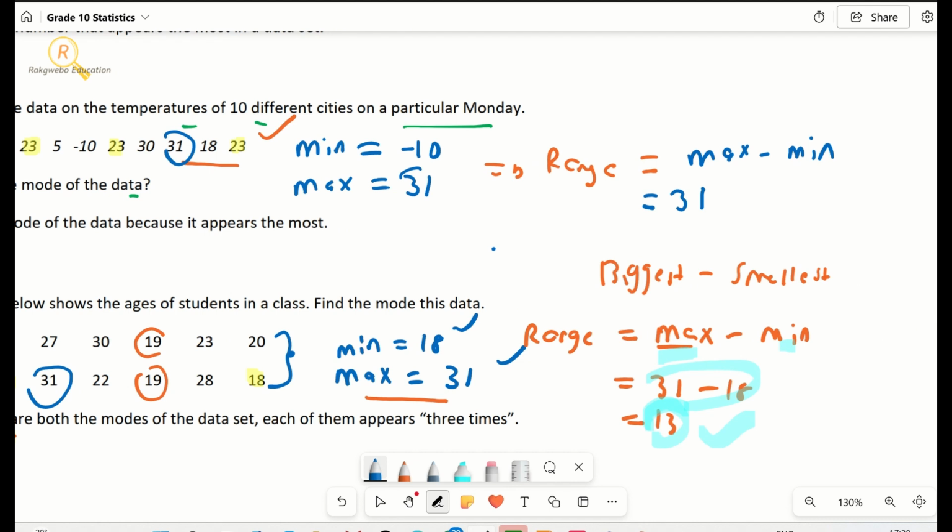The maximum, 31, minus the minimum, which is minus 10. So you must put the number as is. This will give you 41. That's the range. Are we happy?